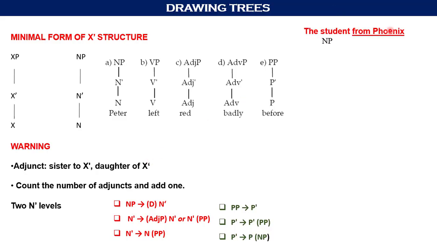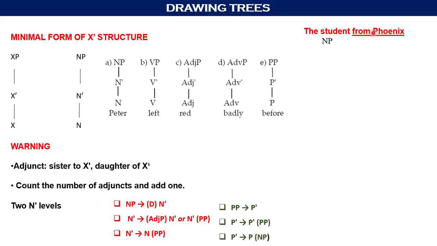Now let us solve this. The student from Phoenix. Now go back to the steps. Write all the steps down or screenshot it and follow the steps to draw your tree. You will see how easy it gets. Now the student from Phoenix. First of all, identify your groups. Here we have a noun phrase, the student from Phoenix. So that will be the top level. We have identified that this structure is a noun phrase. Now this noun phrase has a determiner. It has a noun head and then a prepositional phrase which is qualifying it.